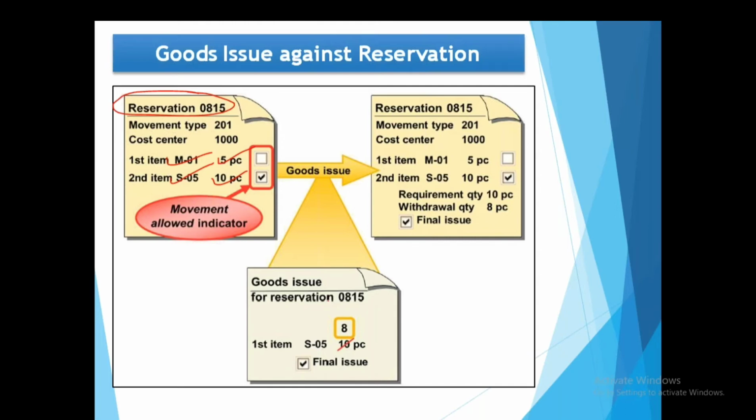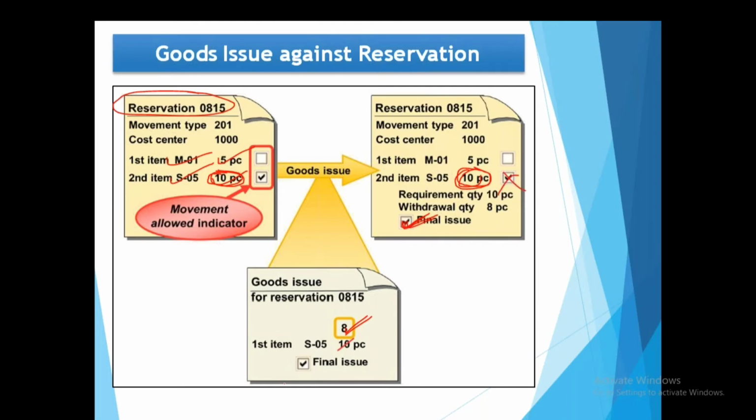Now when you do the goods issue, let's say you posted 10 pieces exactly the required quantity, then the system will automatically activate the final issue indicator checkbox. If your required quantity is 10 and you posted exactly 10, then the system will activate the final issue indicator. Now if you post partial stock, then the system will not activate this final issue indicator.